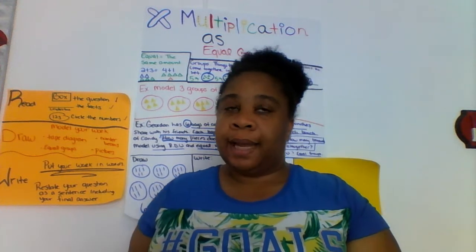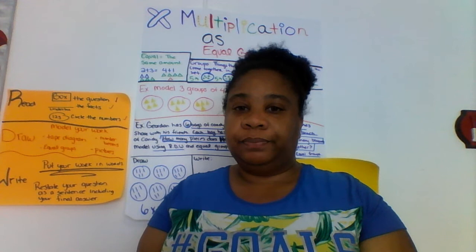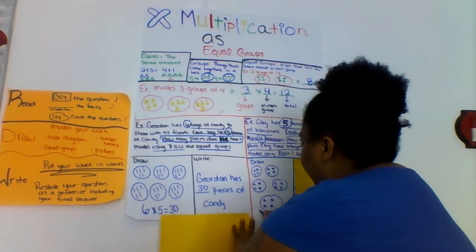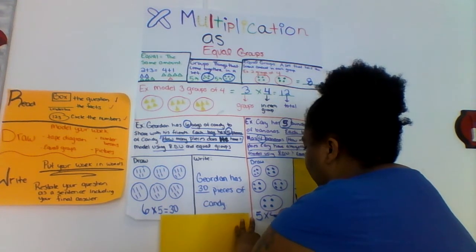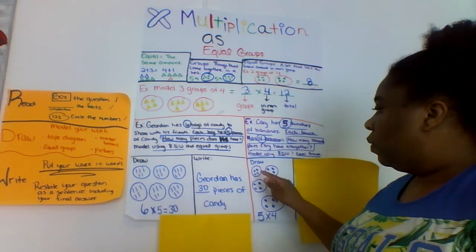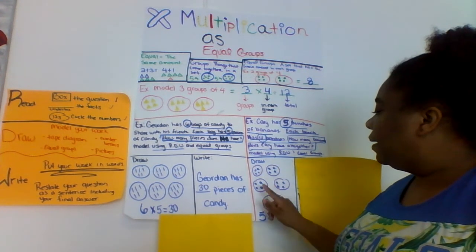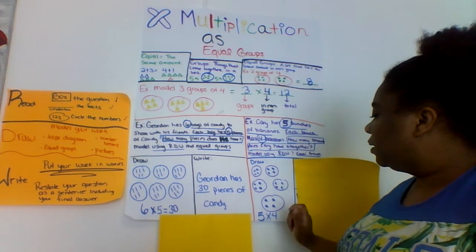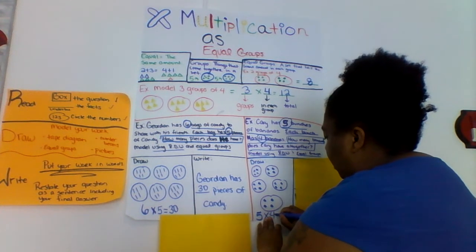So will my multiplication equation be 4 times 5 or 5 times 4? Good job. It'll be 5 times 4. And we can count that. 1, 2, 3, 4. Make sure you're counting. 5, 6, 7, 8, 9, 10, 11, 12, 13, 14, 15, 16, 17, 18, 19, 20. So we have 20.